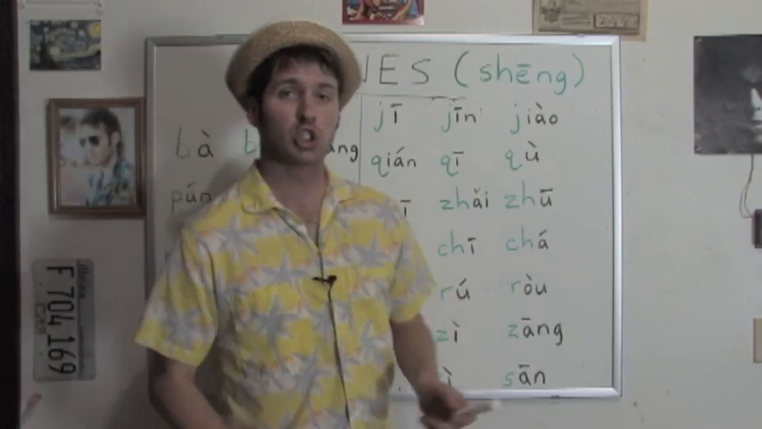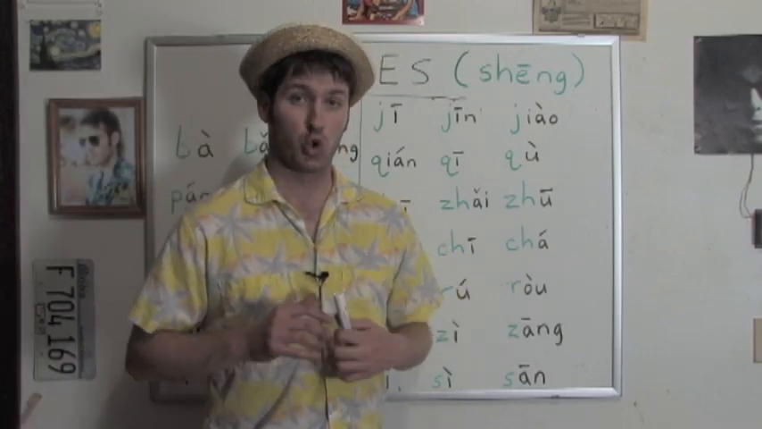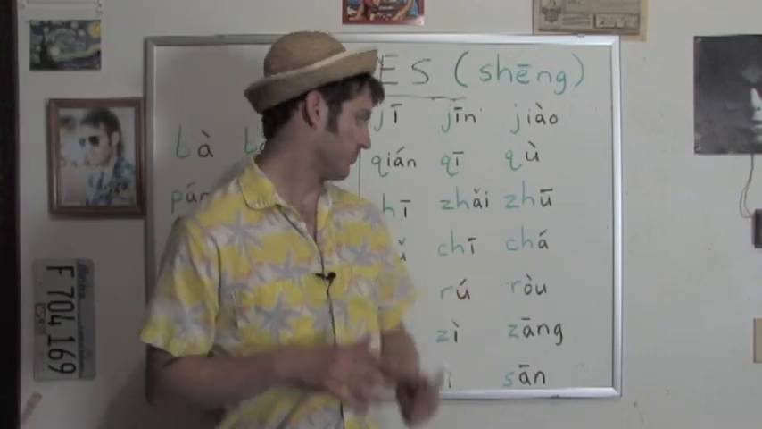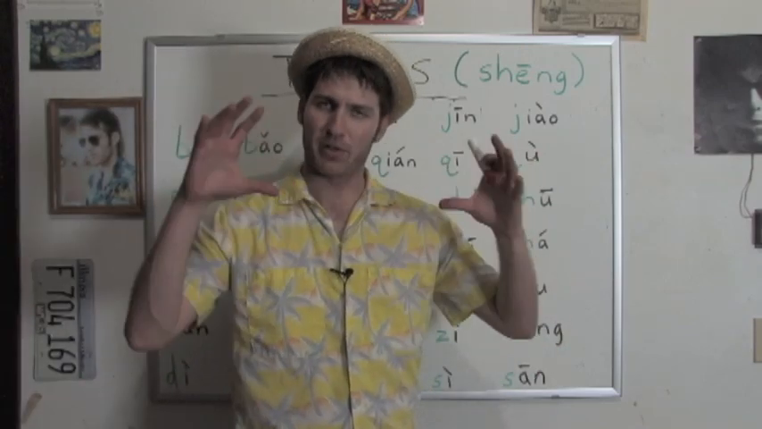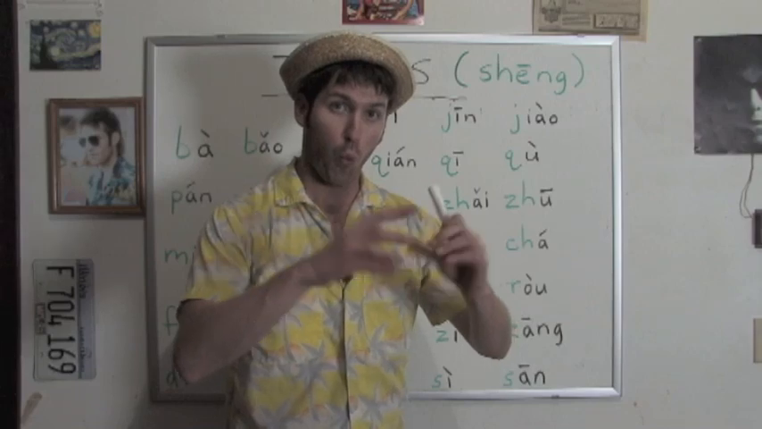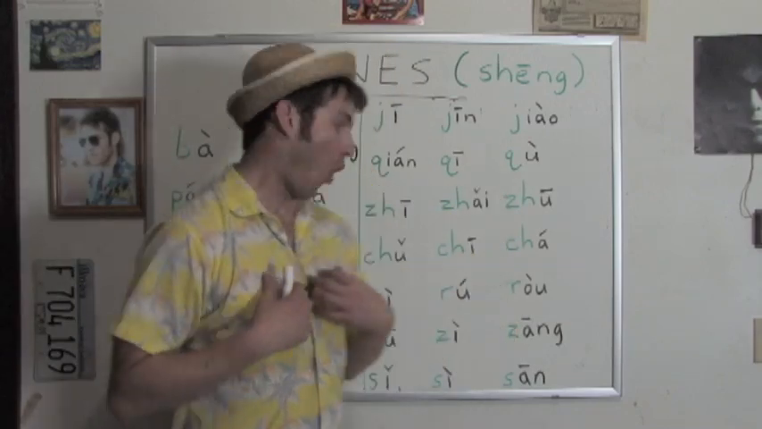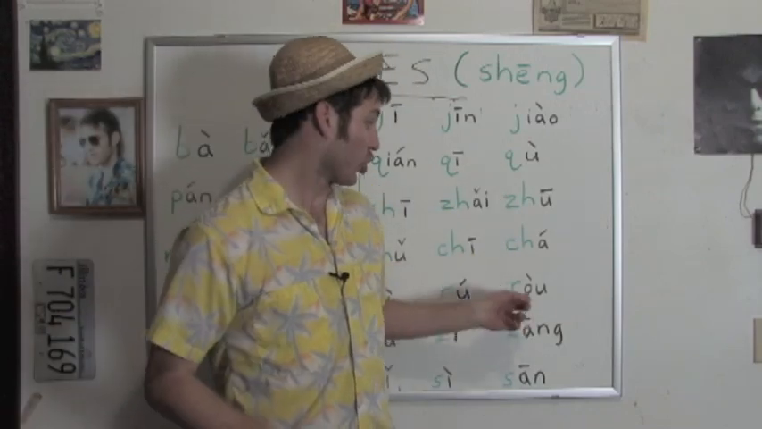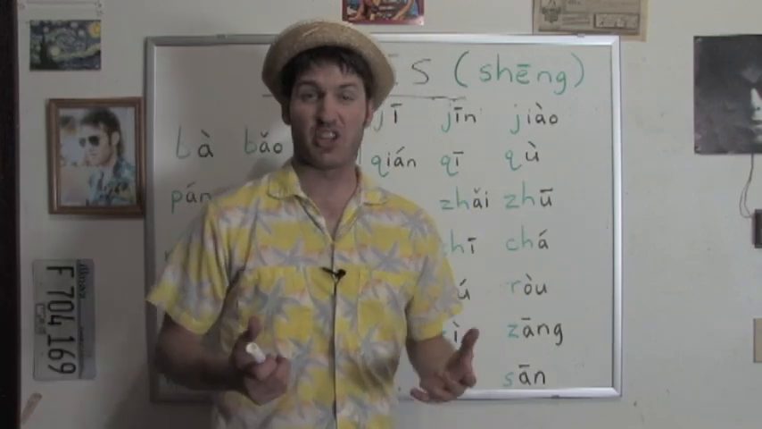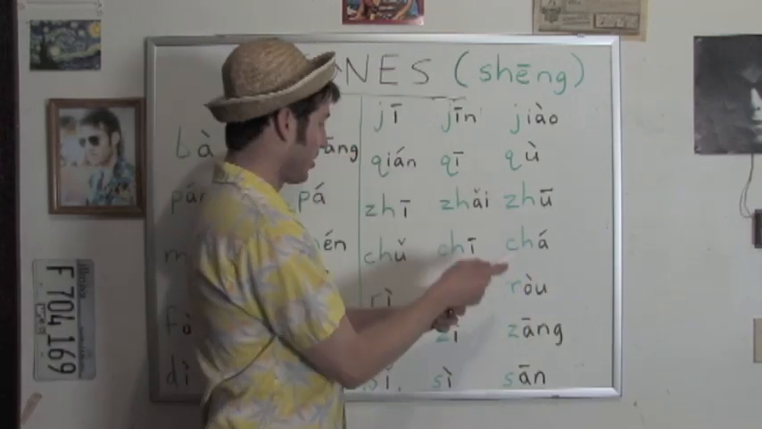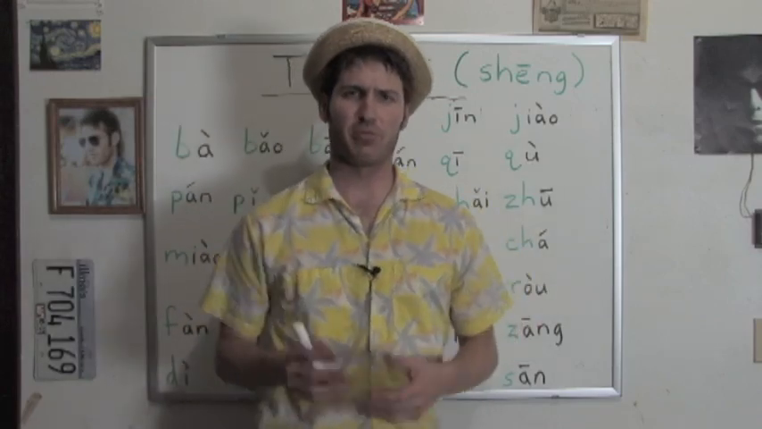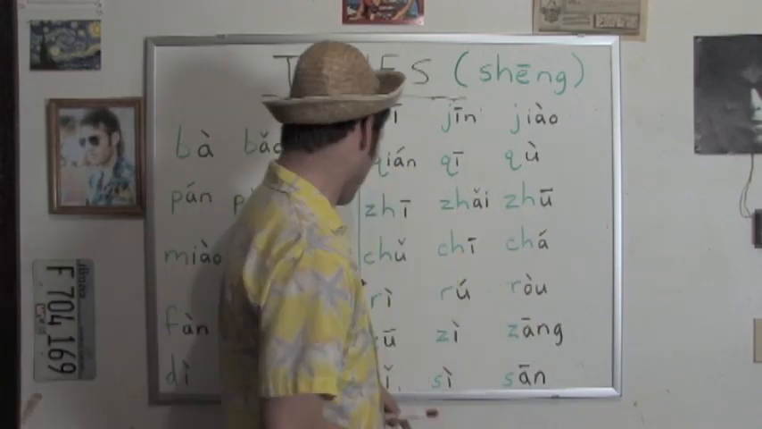Okay. And ròu. There's that O U. You gotta make that mouth big, then small. Ròu means meat. Wǒ, I, chī, eat ròu. I eat meat. How about I eat chicken? Wǒ chī jī ròu. I eat chicken meat, literally, but jī ròu is chicken.